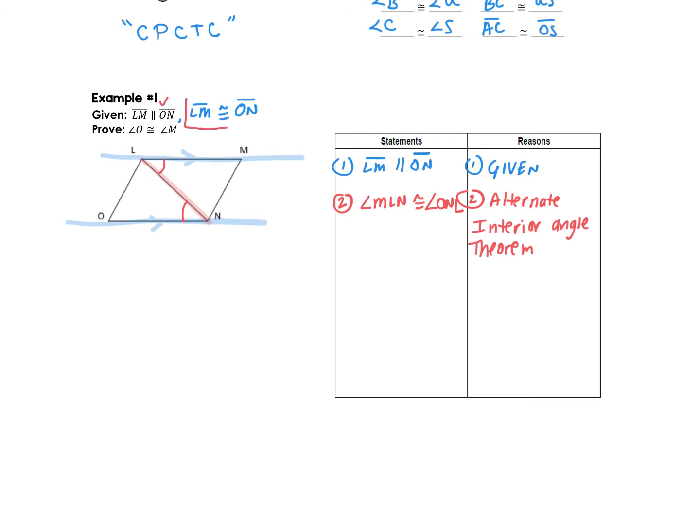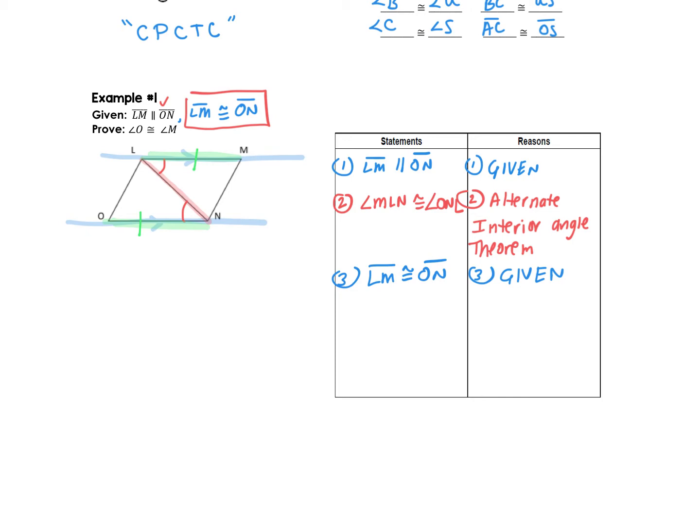Go to your next piece of given information, which is just a simple fact. Line segment LM, the top part of the picture, is congruent to line segment ON. So this side in the top triangle is congruent to this side in the bottom triangle. Okay, let's get that into our proof in line 3. Line segment LM, congruent to line segment ON. And how do we know it? I gave it to you. All right, so it's given information.